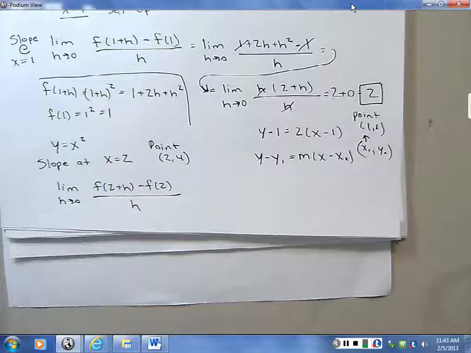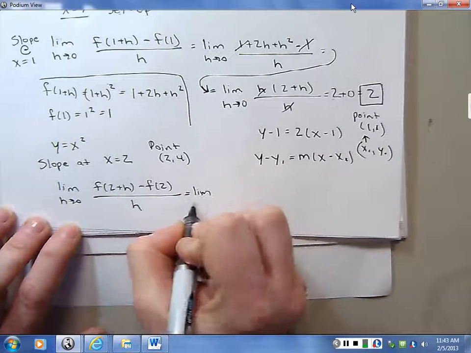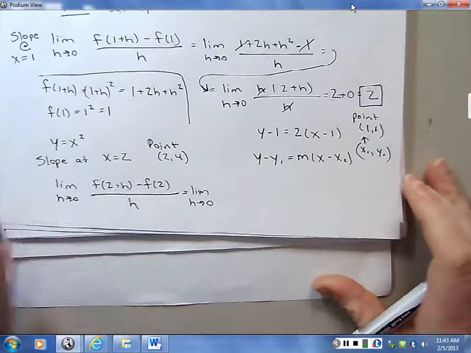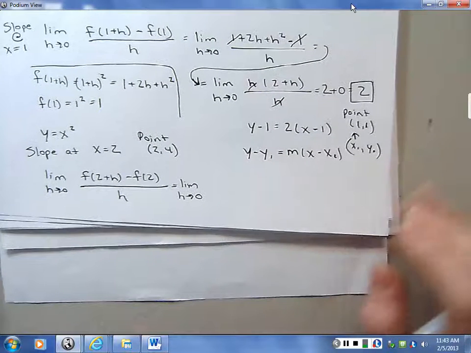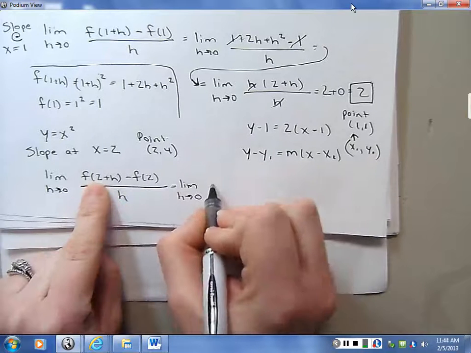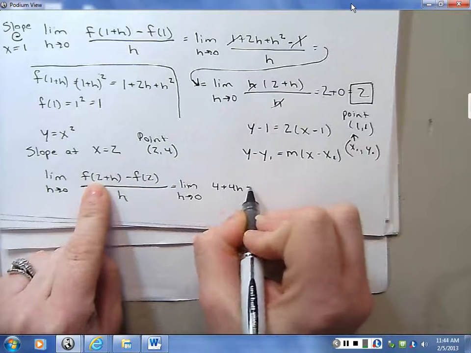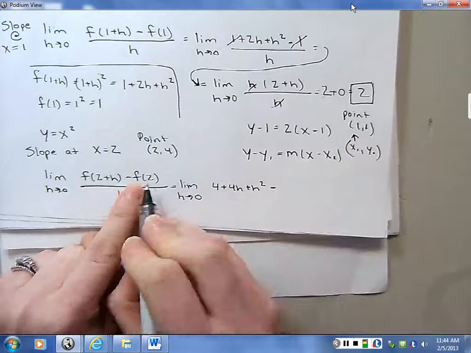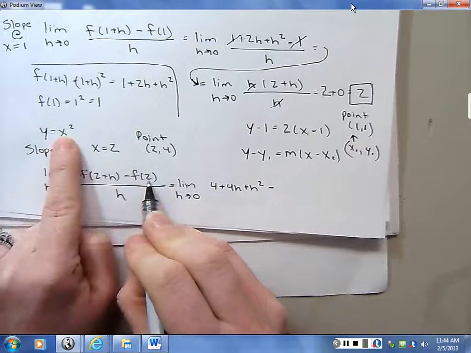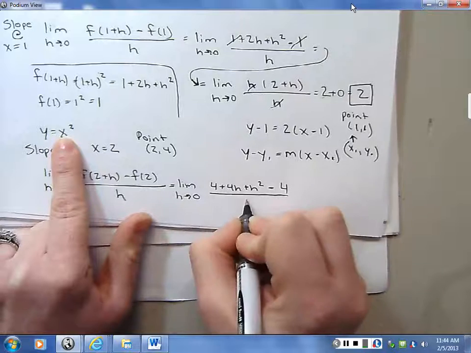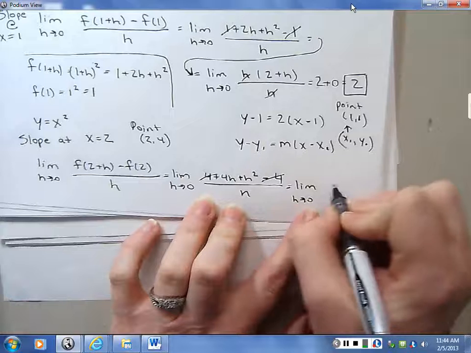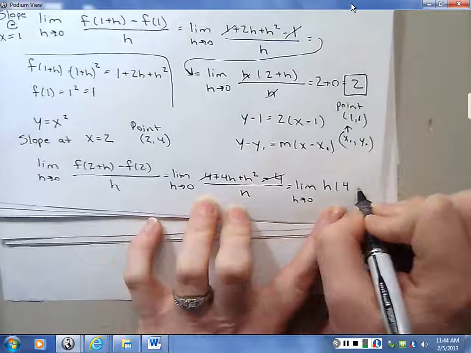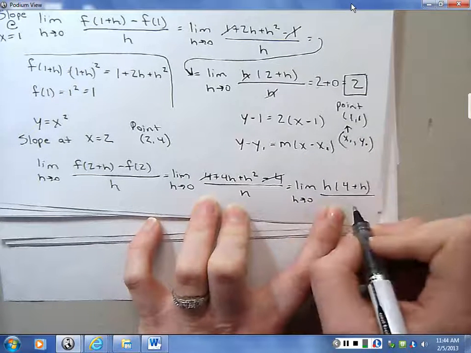Okay, so let's look at this one. If I go about doing this, I put equals the limit as h goes to 0. If you do not carry the limit through, you're going to lose points, so you want to make sure you do that. If I plug in 2 plus h, I end up with 4 plus 4h plus h squared. F of 2 means I plug 2 into my function, which would be 4, over h. So my 4's cancel, equals the limit as h goes to 0. I can pull out an h on top, so I have 4 plus h over h.